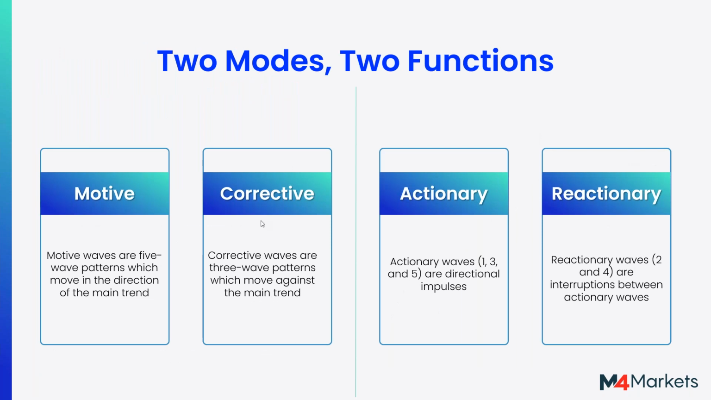Now, I want to point out that there are 2 modes and 2 functions: motive and corrective. Motive waves are 5-wave patterns which move in the direction of the main trend, and corrective waves are 3-wave patterns which move against the main trend. Actionary waves, or functions, if you may, are waves 1, 3, and 5, and they are directional impulses. So they are motive waves, right? They're actionary because they go with the trend.